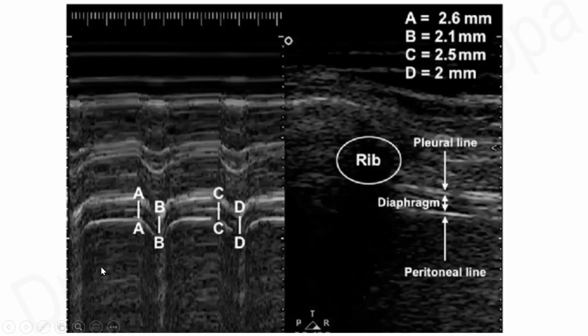Again, these are some of the pictures. As you see, this is end expiration, A and A. B and B is the end inspiration. Expiration will be smaller, inspiration will be bigger.